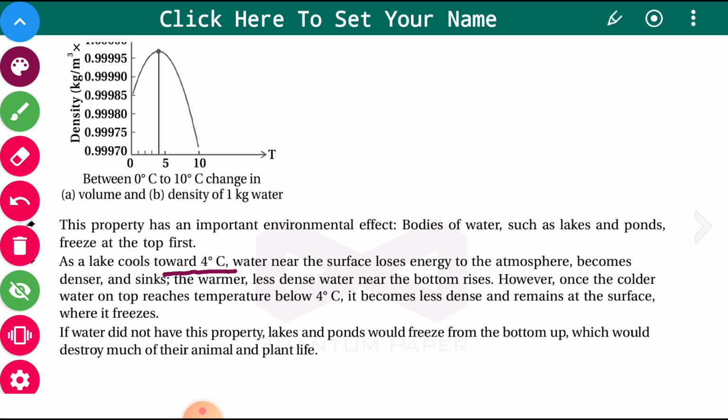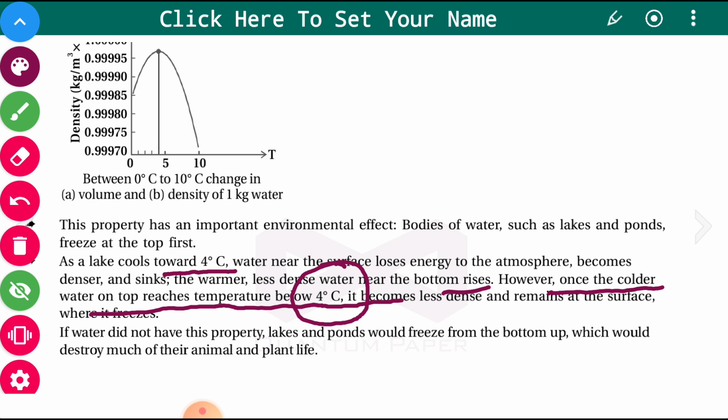Water near the surface loses energy to the atmosphere, becomes denser and sinks, and the warmer, less dense water near the bottom rises. However, once the colder water on the top reaches a temperature below 4 degrees Celsius, first of all the water from the surface goes below and the water which is at the bottom comes to the surface. This process goes on till the temperature of the whole water body becomes 4 degrees Celsius. Now the temperature of the whole water body is 4 degrees Celsius.